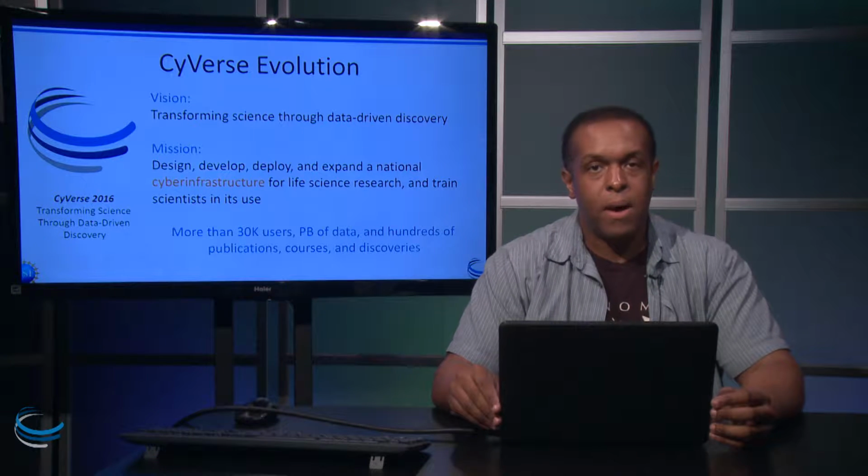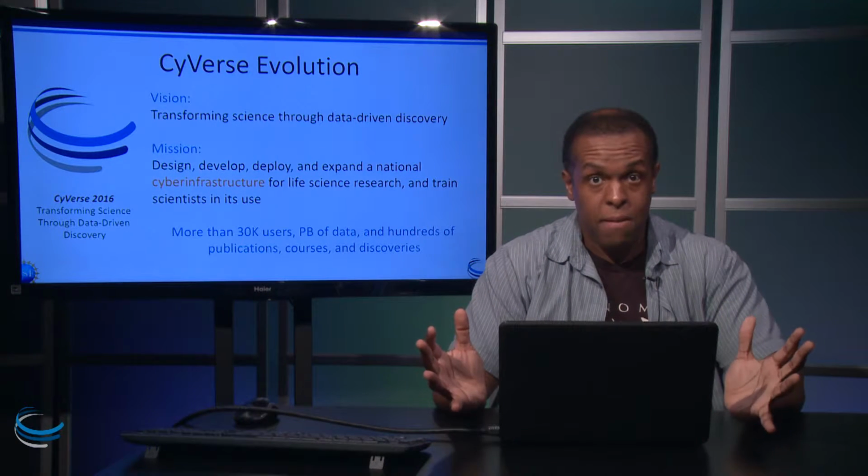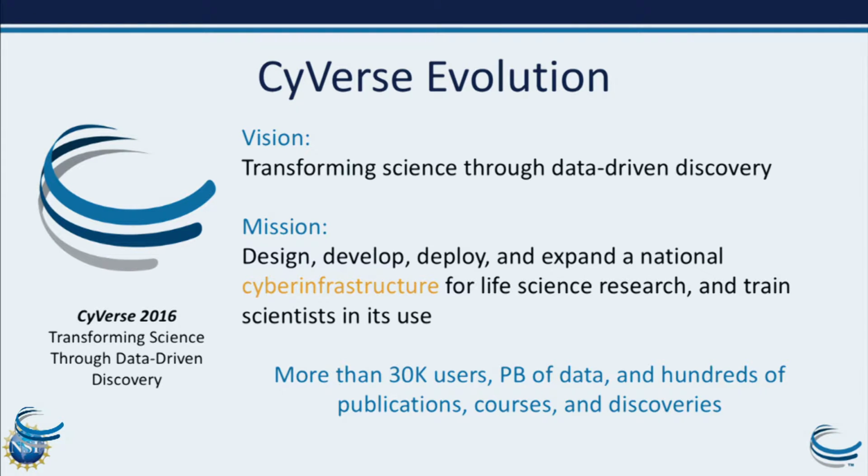The first thing I wanted to discuss is the evolution of the project, our vision as a project. Our vision is to transform science by making it possible to do data-driven discovery. So the way that we do that, our mission, is to design, develop, and deploy a national cyber infrastructure for life science, and of course including training the scientists in its use. Now, as a community, in 2016, we are made up of more than 30,000 users. We have petabytes of data, and hundreds of publications, courses, and discoveries have been enabled by the infrastructure.